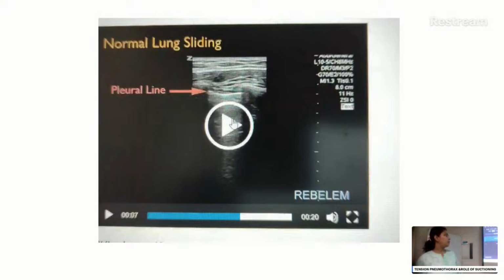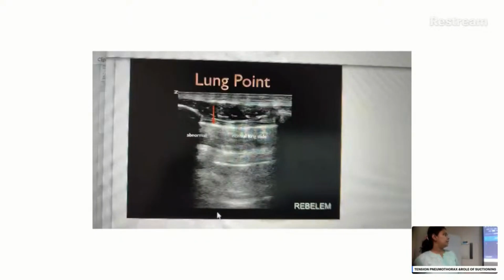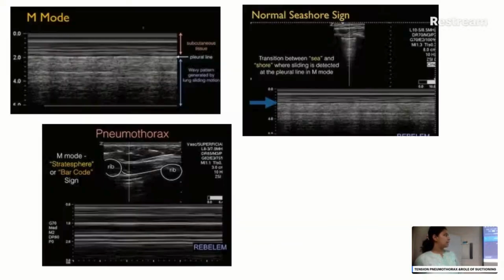So normally, when we put a linear probe of the ultrasonography machine over the chest, there is a normal lung sliding sign. The shiny pleura will be seen sliding from side to side under normal circumstances. That is the normal feature of a normal lung. Now, if there is a pneumothorax, lung sliding will be absent, and no comet tail appearances would be seen.